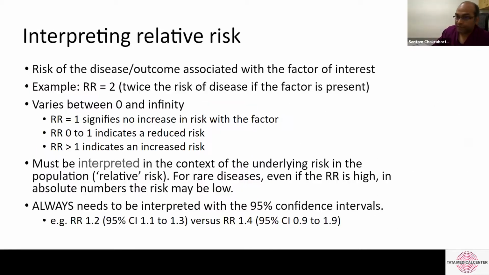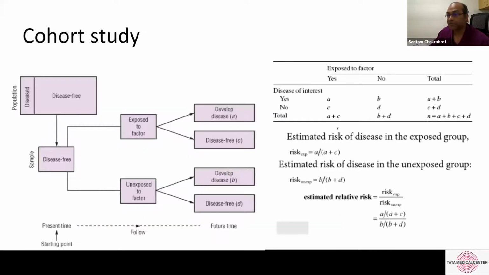Let's not go into the formulas, but understand that relative risk is basically what? The risk of the disease or the outcome of interest associated with the factor of interest. Now, why is this possible that we can calculate the relative risk in cohort studies? Because remember, this population who is disease free, from which you are deriving the sample, who have the exposure of interest and unexposed to interest, are basically representing this population. And therefore, you can calculate the relative risk which is applicable to the population.